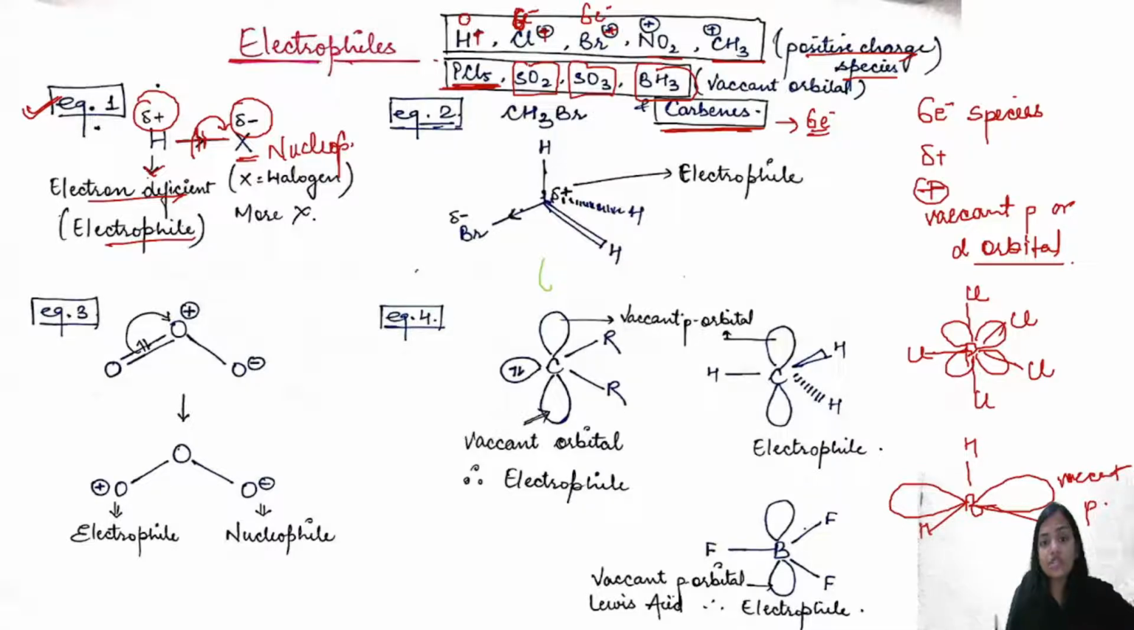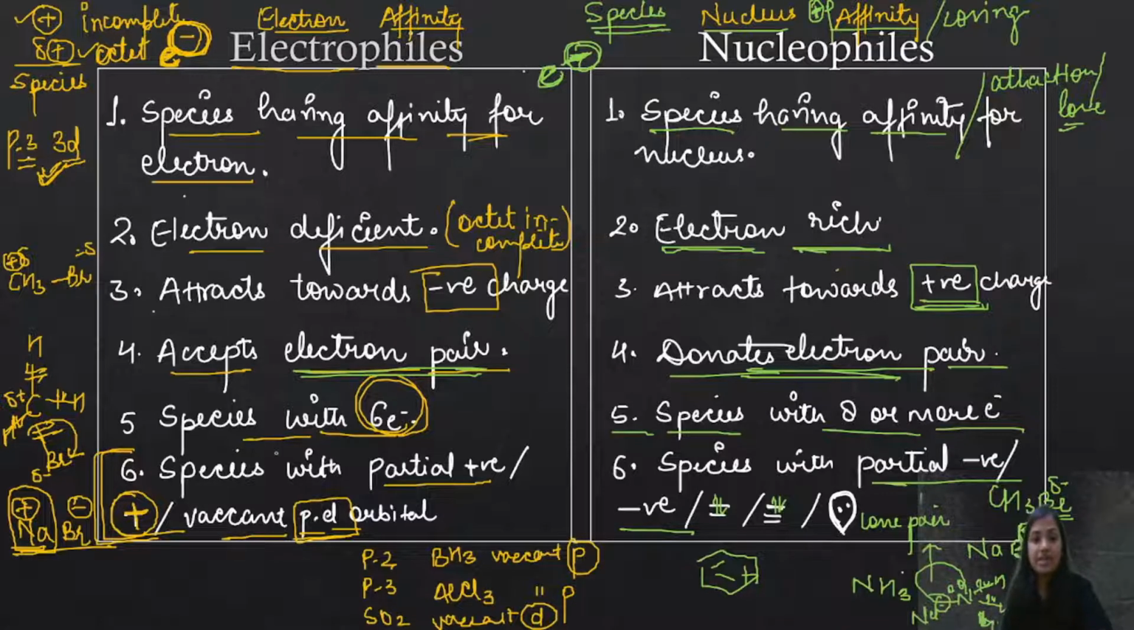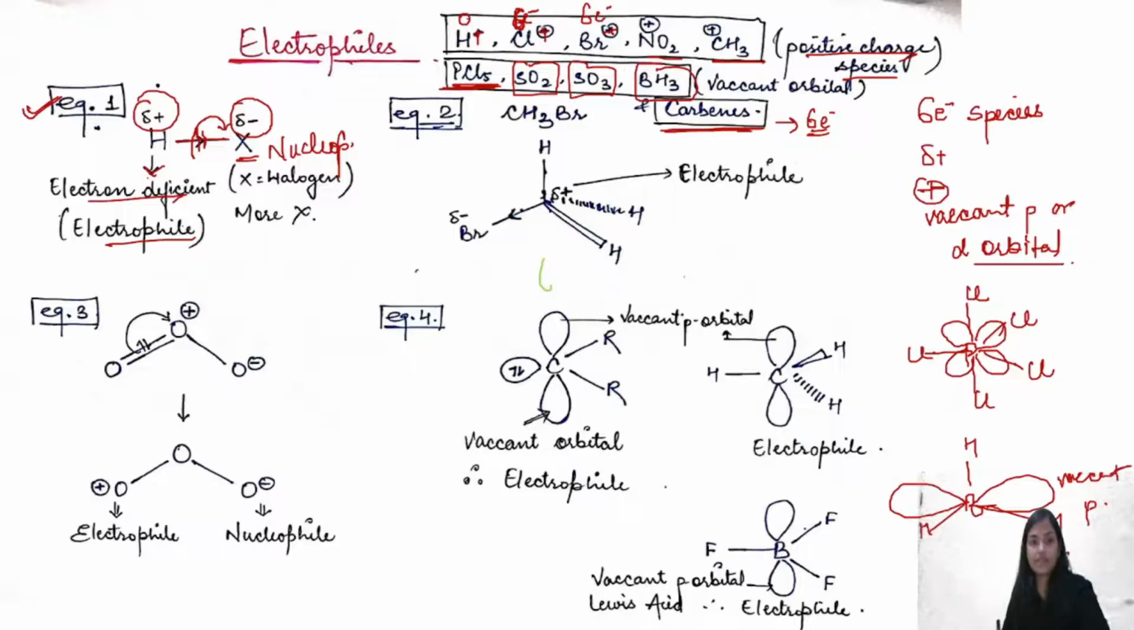So understood. Here, any species bearing a partial or complete positive charge is said to be electrophilic. Any species bearing a partial negative or a complete negative charge is said to be nucleophilic. Just the opposite.